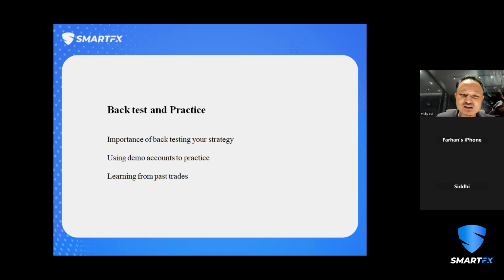Similarly, with back testing, if you back test your setup, if you back test your strategy, you will be much more familiar with that. And when you actually trade in a real account, you will have confidence that, okay, I have back tested the strategy and it worked, and it should work here as well. So that's the importance of back testing and learning from past trades. It's really, really important.